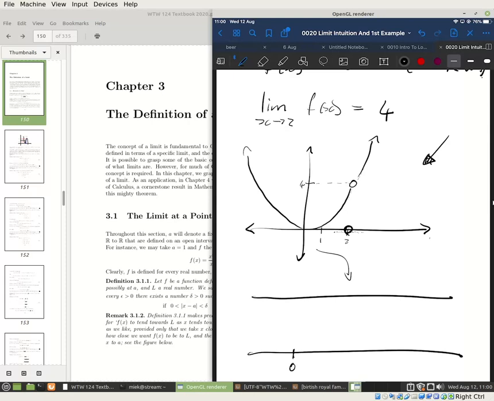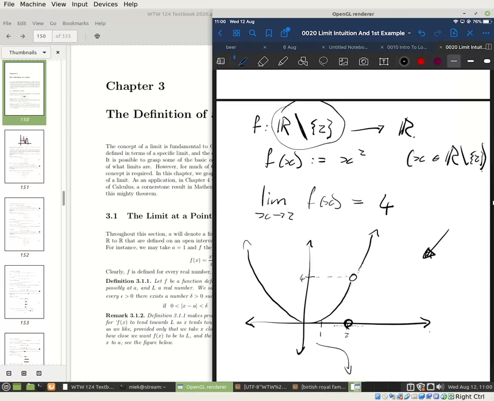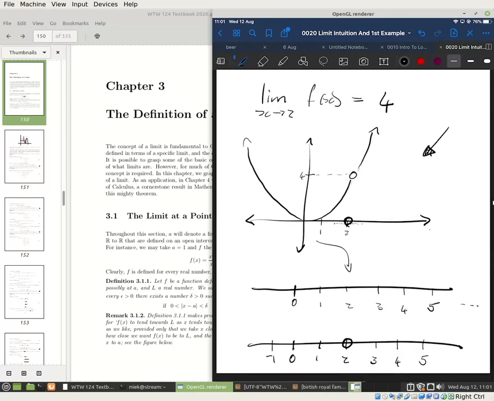So here we have 2 number lines. 1, 2, 3, 4, 5, etc. Minus 1 is over there. 1, 2, 3, 4, 5, etc. 1, 2, 3, 4, 5, etc. And of course, the 2 is not included in the domain of this function.